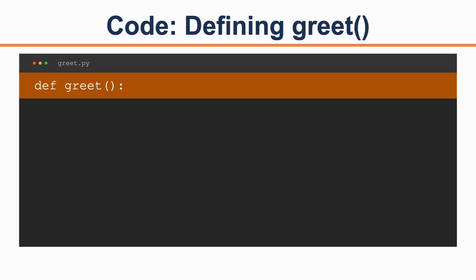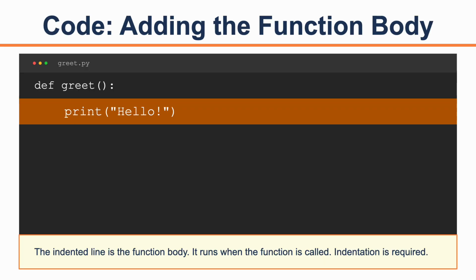Now, let us build a function step by step. The first line starts with a def keyword, followed by the name greet, then empty parentheses and a colon. This line declares the function. The next line is the function body. It is indented by 4 spaces. The print function will display the word hello when greet is called.